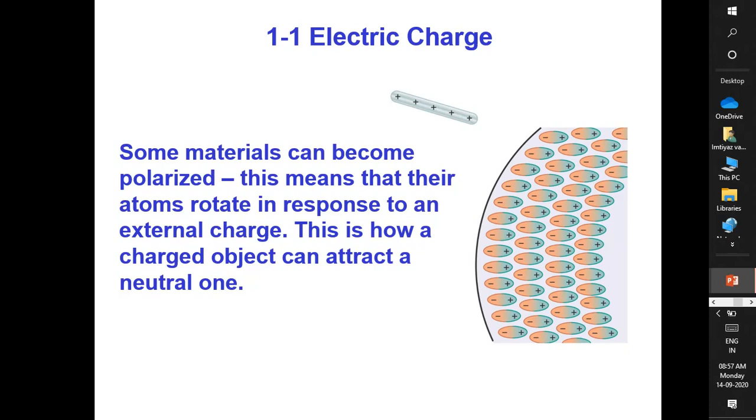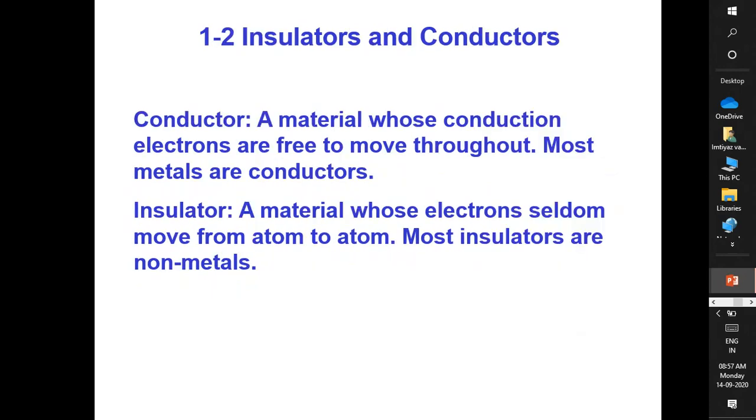This means that atoms rotate in response to an external charge. It depends on the external charge that we apply to the capacitors. In capacitors we can also show this phenomenon. So this is how a charged object can attract a neutral one.